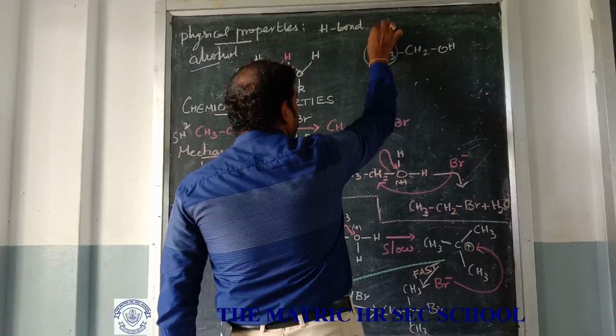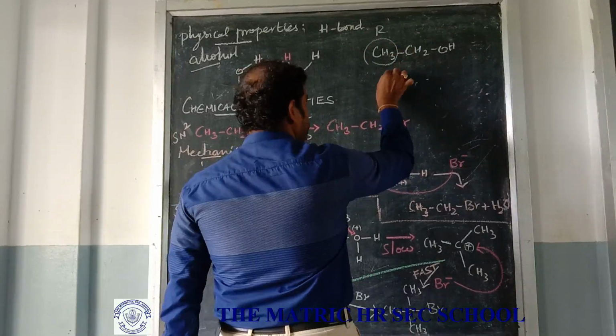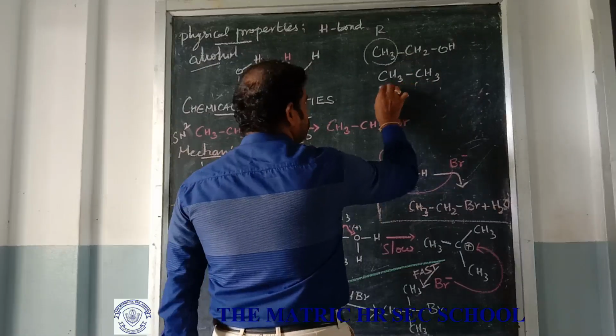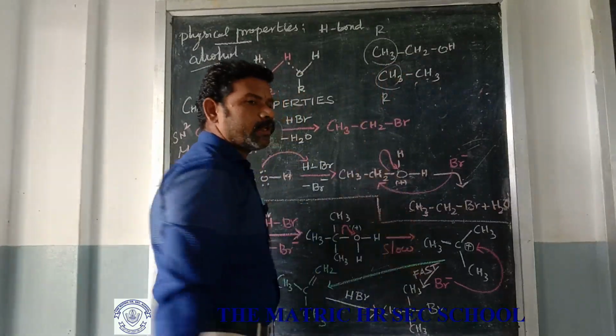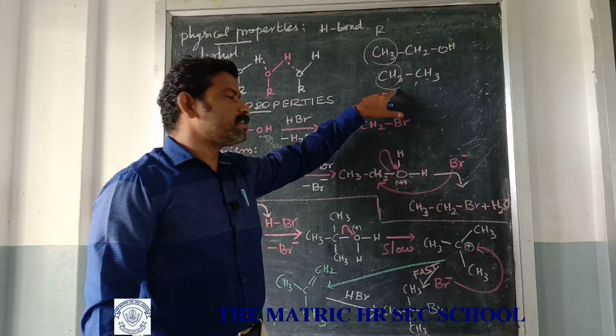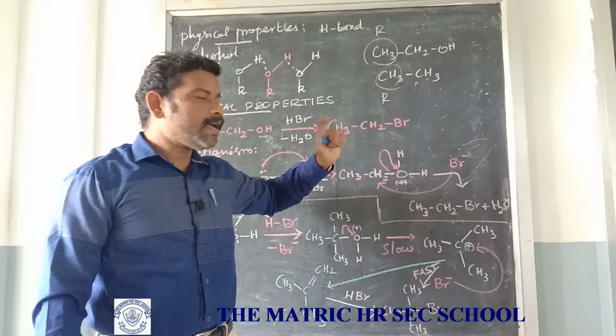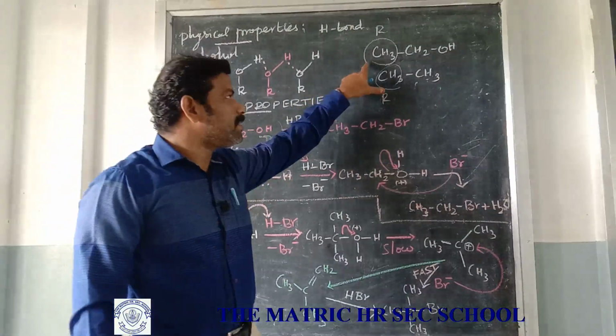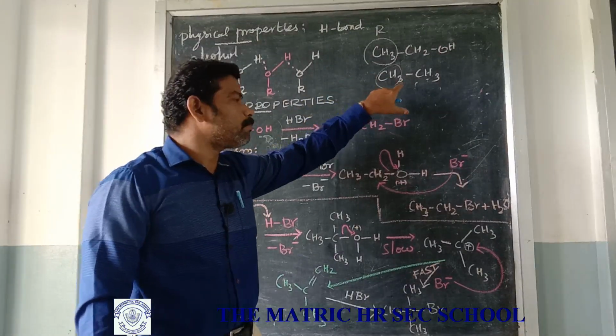It has the alkyl group. Or the same ethane, CH3CH3. That is ethane. It is the same alkyl group. Both have the same number of carbon atoms. This is the alcohol, this is the alkane. Compare the boiling point: the alcohol has a higher boiling point compared to the alkane.